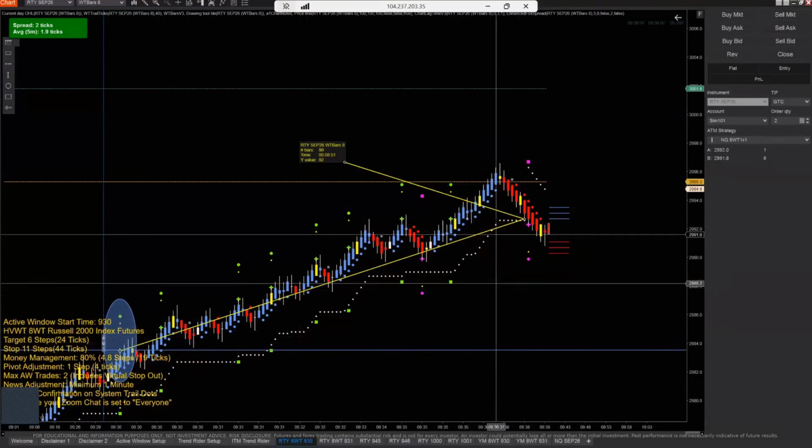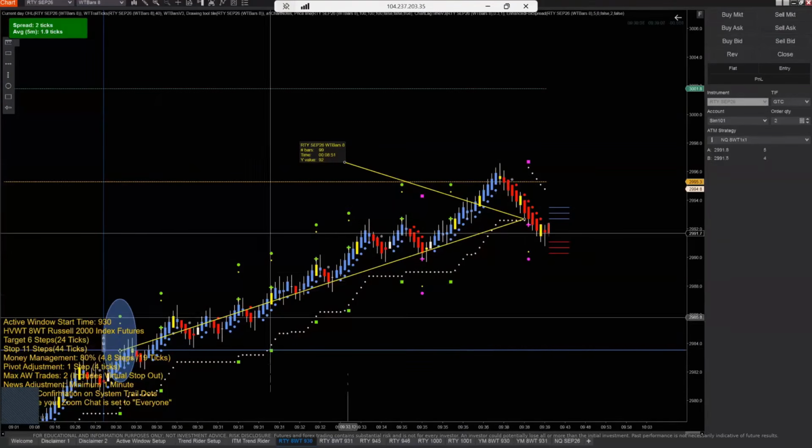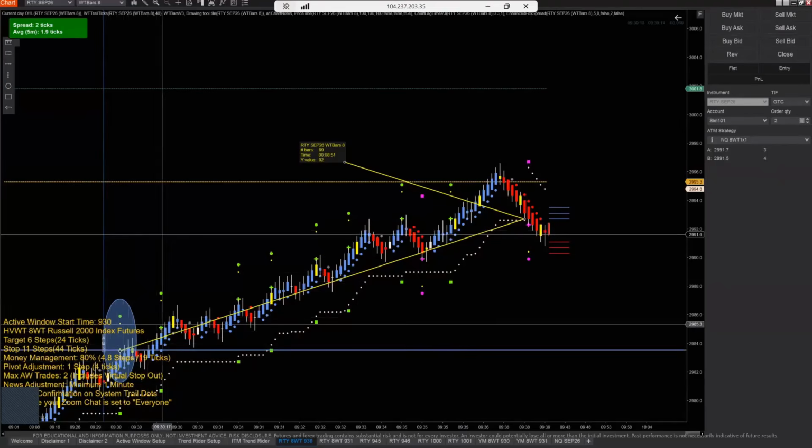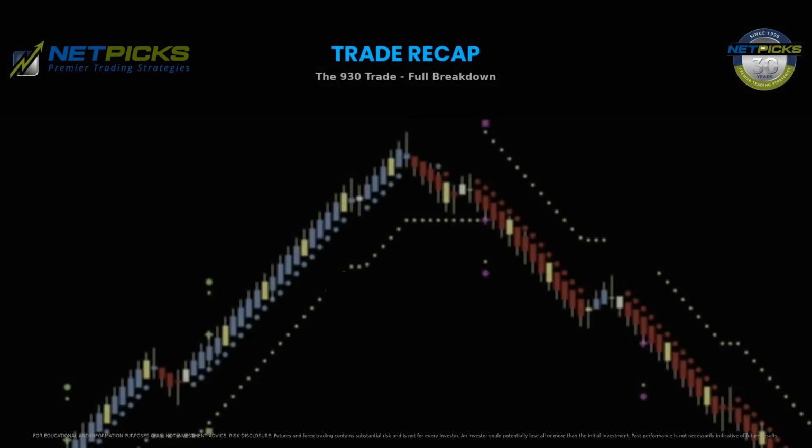That's really what the High Velocity Wavetrader is all about. Putting ourselves in that position to capture a move. We don't know when it's going to come. But we did exactly the same thing we've done for 10 plus years this morning at the start. So there you go. Here's the full breakdown of this session's trade.